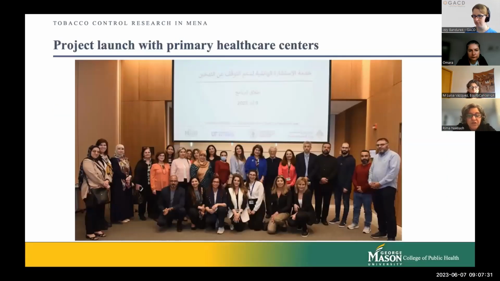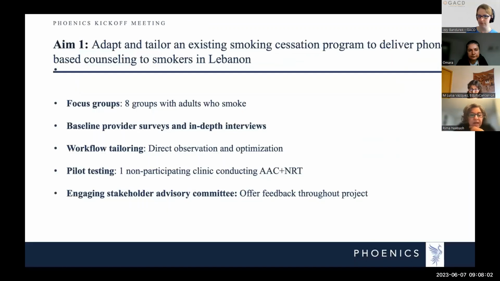So we have initiated our relationship, which we would like to be a long-term relationship, with the directors of the primary healthcare centers. This is a recent meeting that happened in May in Lebanon, which brought together the primary healthcare center directors to explain to them the goals of the project and to engage and motivate them to engage the public health staff and the providers, both the doctors and the nurses within the centers.